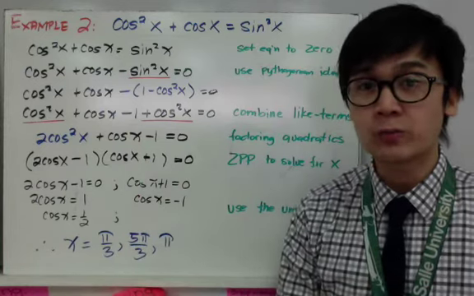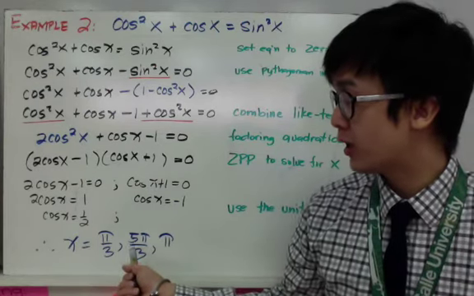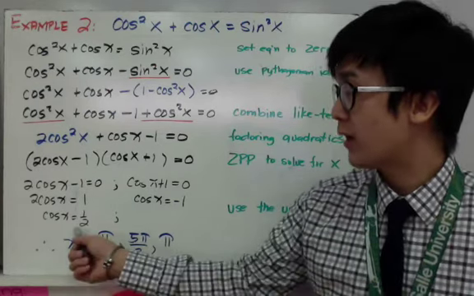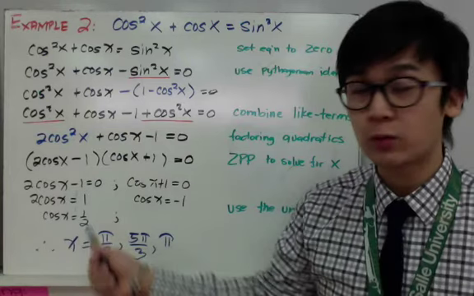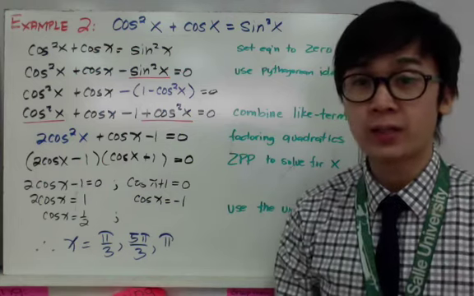And now I'm going to use my unit circle to solve for x to find the specific values of the angles wherein cosine x is equal to 1/2. So I have pi over 3, 5 pi over 3, and pi.